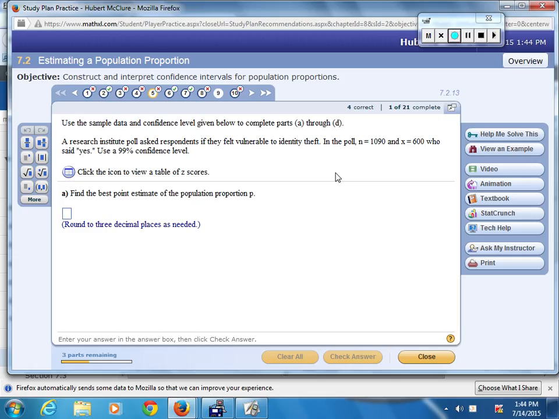3 different ways. A percent, a decimal, a fraction. Fraction, decimal, or percent. Do we have a percent? No. Do we have a decimal? No. Then you got to find the what? Fraction. And what would be the fraction? Okay, let's flip that around. 600 over 1,090.